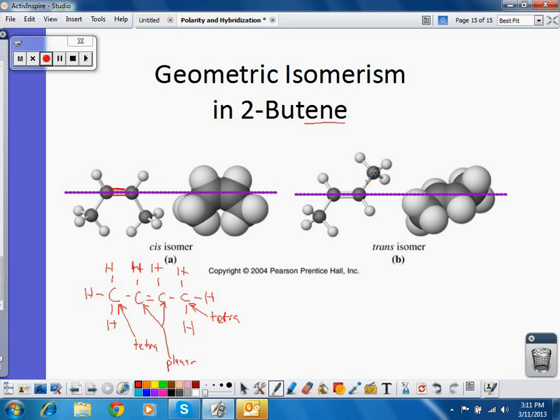In this isomer, you'll notice that the CH3s are across from each other. That's trans. The hydrogens are across from each other. That's trans. So those are cis and trans isomers. And in class, we will look at some models of this and talk about this also in a little more detail.